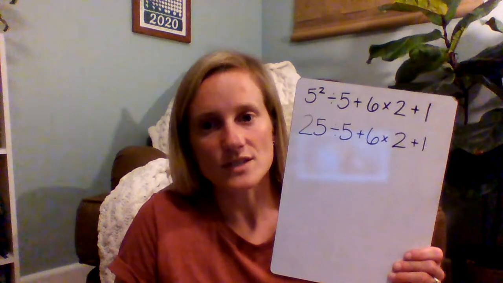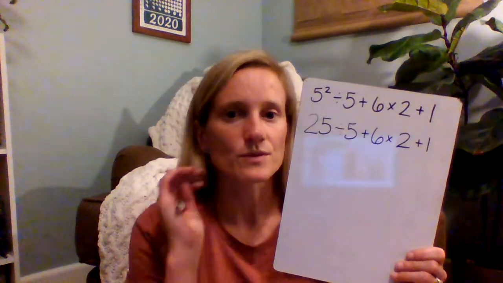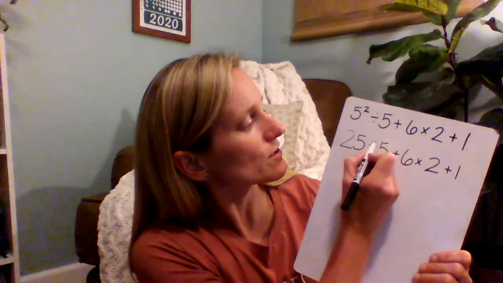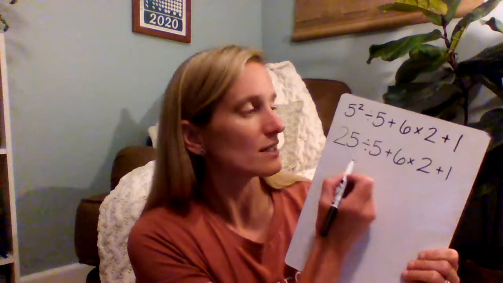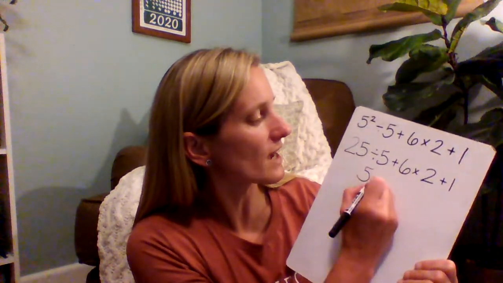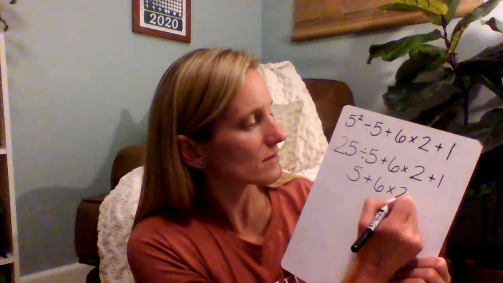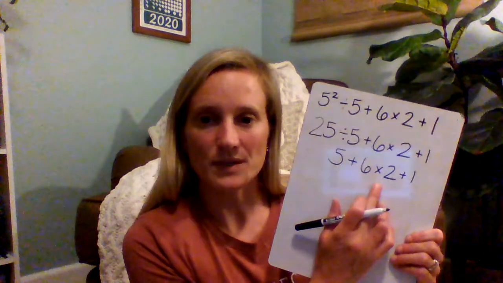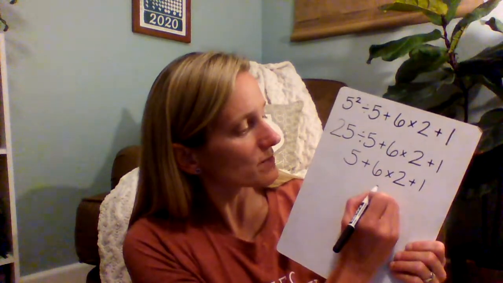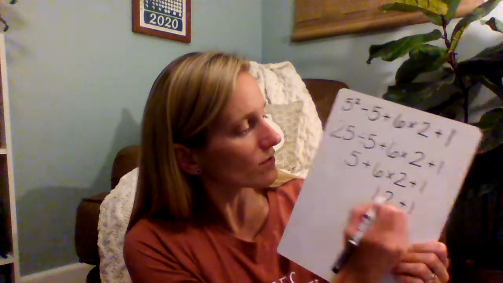Now I have no exponents, so now I'm going to do multiplication and division, whichever one I come to first as I move through the problem from left to right. So when I start on the left side of my problem, I come to this division problem first, so I'm going to do that. So 25 divided by 5 is 5. If I look at my problem, I still have some multiplication. I only have one multiplication problem, so I'm going to need to do that next. I'm going to do that before I do these additions. So 6 times 2 is 12. And again, the other numbers, I haven't done anything with them, so they don't change yet.